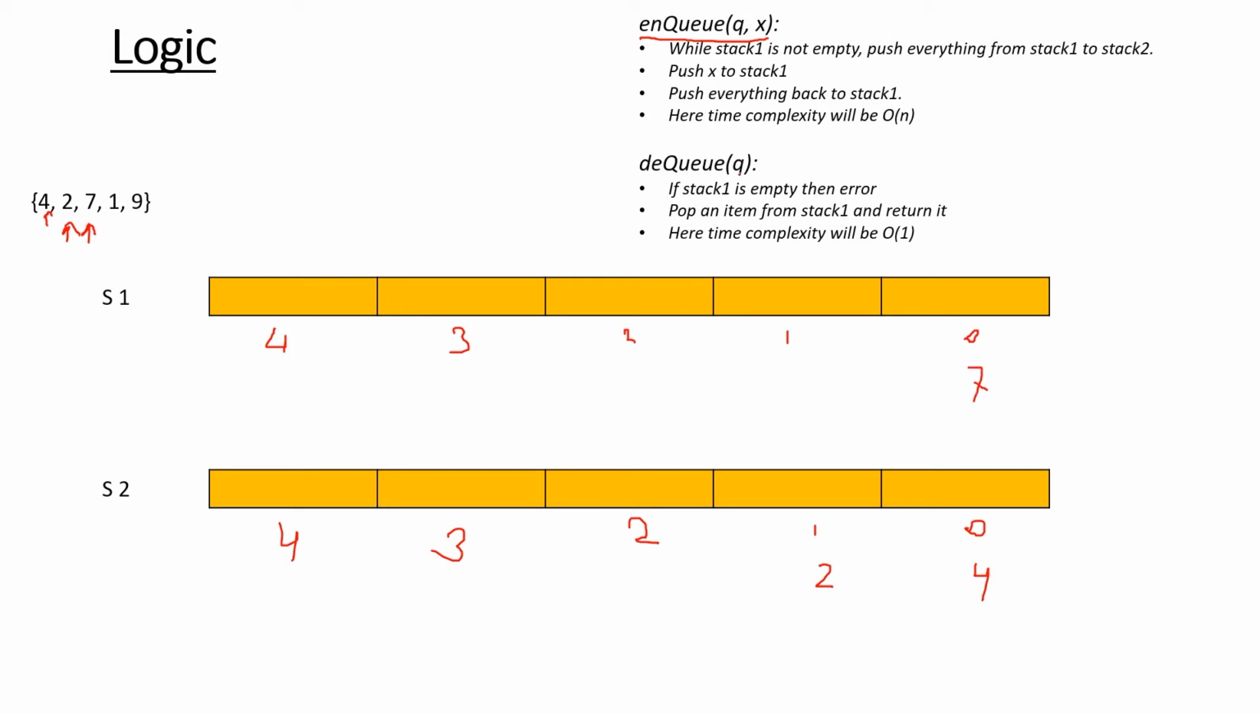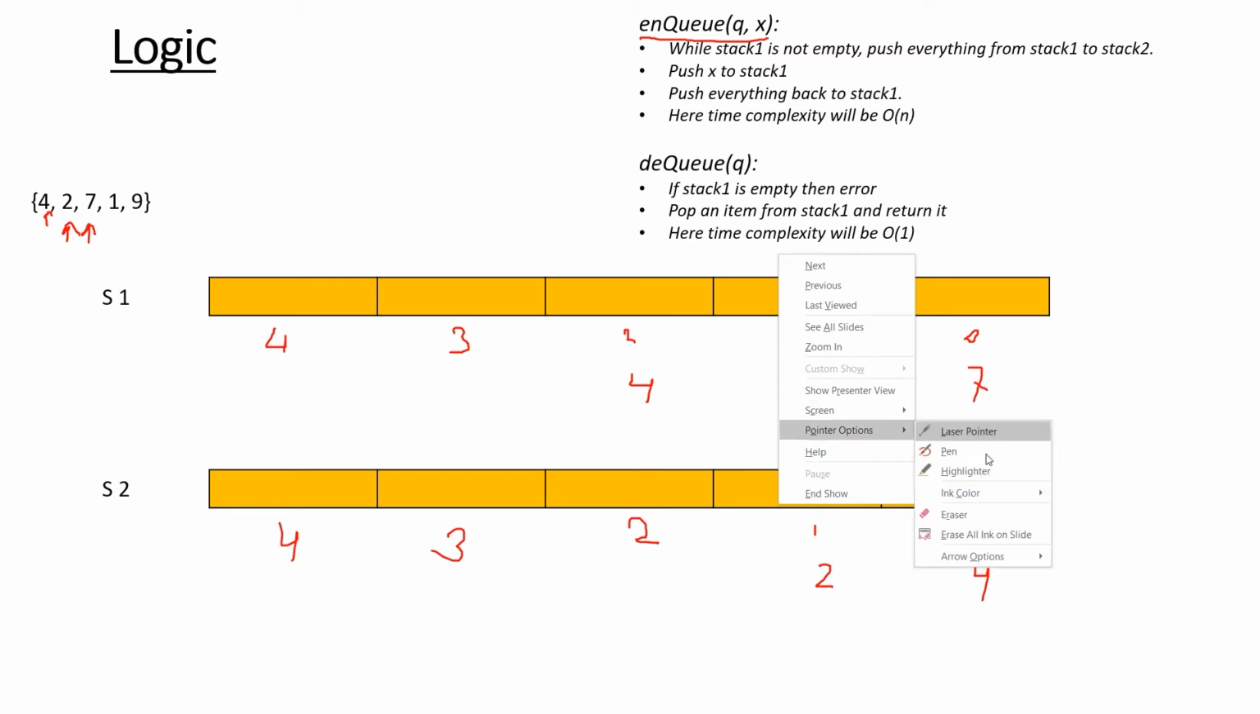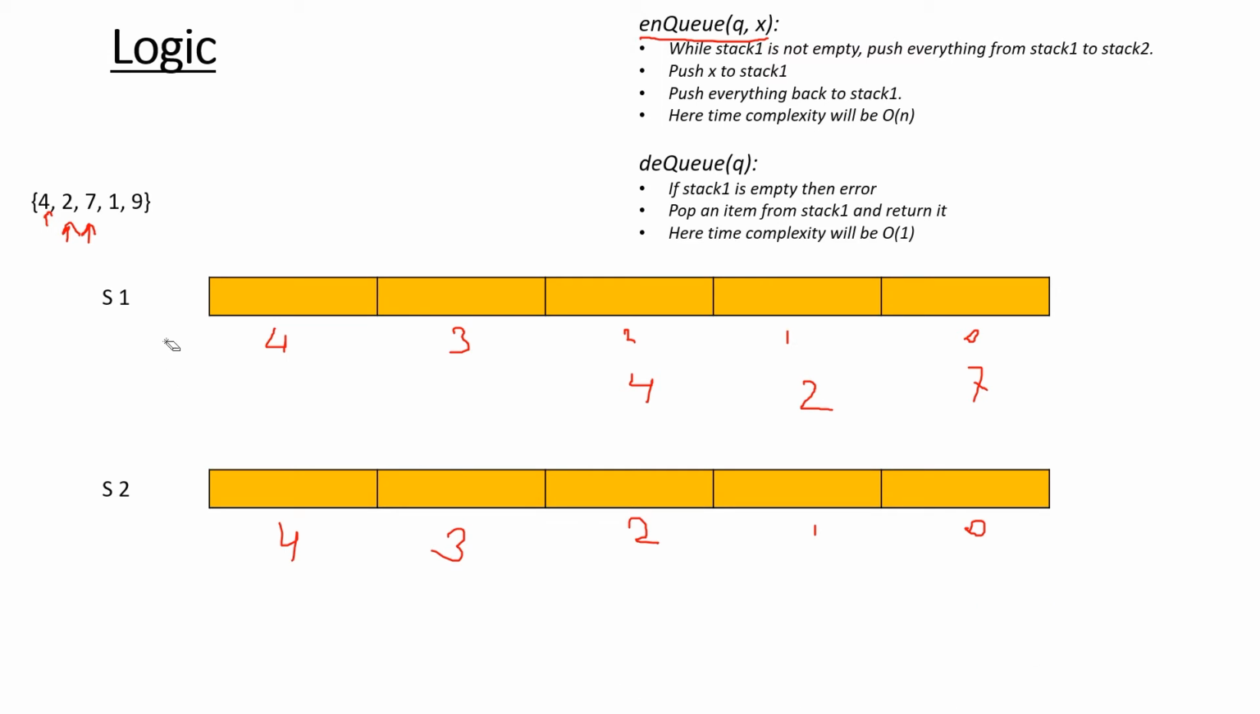And then push everything back from stack 2 to stack 1. So in this case 2 will go and sit here because 2 will be coming first, and 4 will go and sit here. So 4 will be coming here, and this will get deleted from here. So let's delete this. Okay. So after insertion of these 3 elements, as you can see, the stack 1 is filled with 4 to 7. Again, let's insert 2 more elements for better understanding.